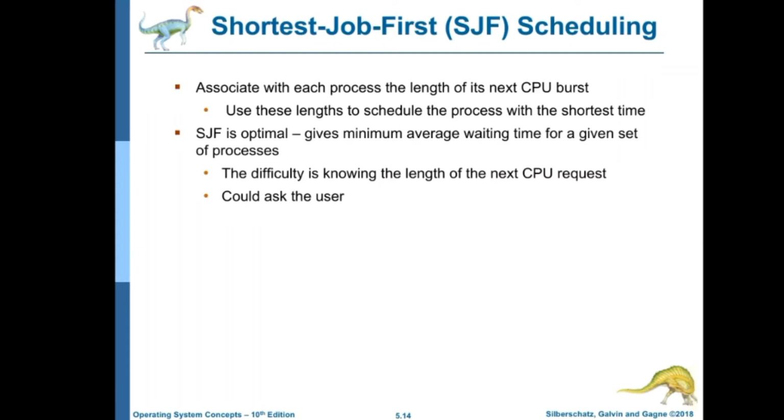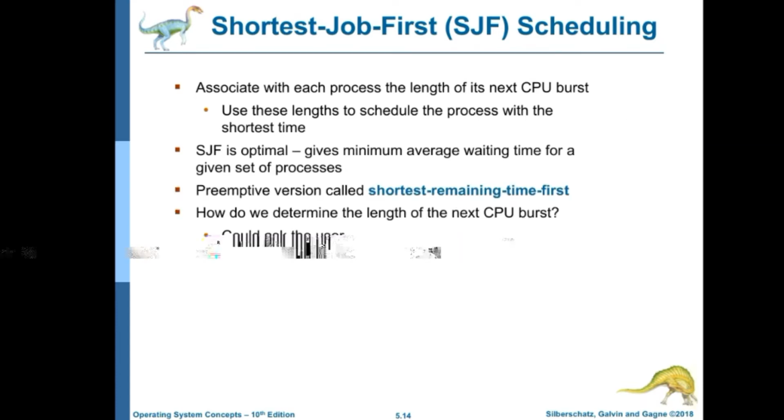Second is shortest job first, or SJF scheduling. Associate with each process the length of its next CPU burst. Use this length to schedule the process with the shortest time. SJF is optimal, giving the minimum average waiting time for a given set of processes. The difficulty is knowing the length of the next CPU request. It could ask the user. It is implemented as non-preemptive.